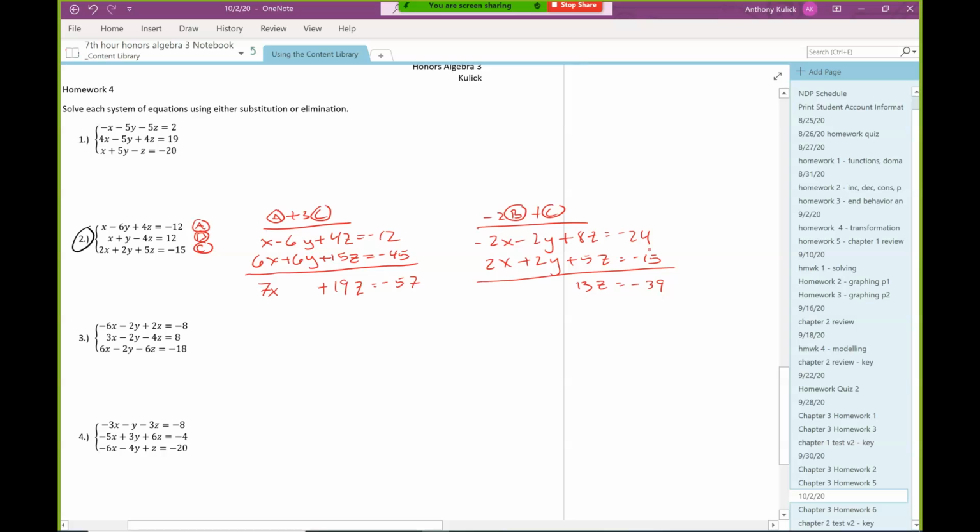And something unusual here has happened, where two variables eliminated, but that's okay. That actually makes this problem easier and saves us some steps. So it's okay that that has happened. So I can solve z directly right now. If I divide both sides by 13, I get z is negative 3.